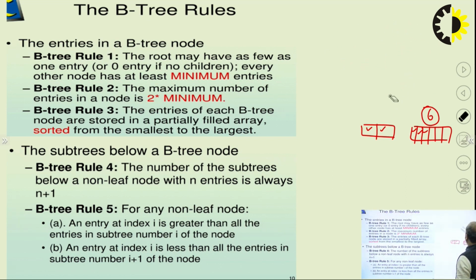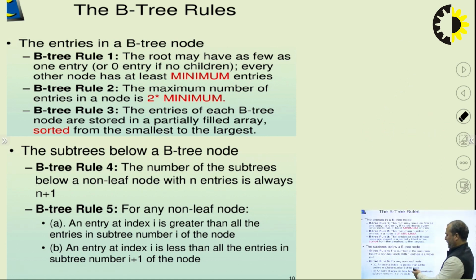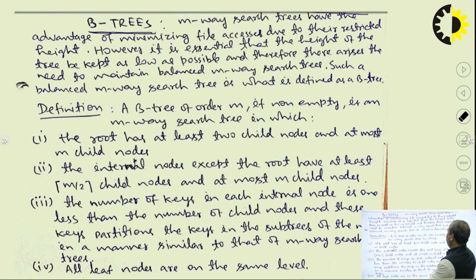So just go through the points. First see what is with the degree, order. So what is B tree? B tree is basically an M-way search tree. M-way search trees have the advantage of minimizing file access due to their restricted height. However, it is essential that the height of the tree be kept as low as possible, and therefore there arises the need to maintain balanced M-way search trees. Such a balanced M-way search tree is what is defined as B tree.